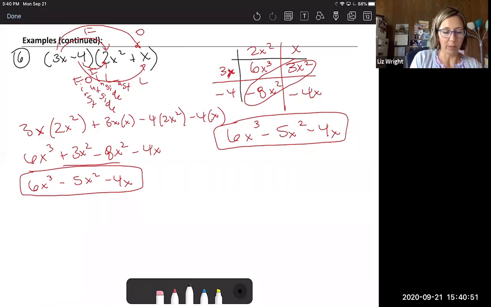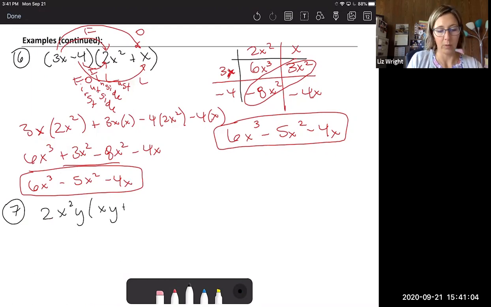So then we're going to look at our next example. So number 7, if we have 2x squared y, and then we're going to multiply it by xy plus y squared times x minus 3y, and we've got that problem. So one idea, it doesn't really matter. You can start with the two binomials and multiply them, or you can start with the monomial out front and multiply it by a binomial. And that's what I'm going to do.